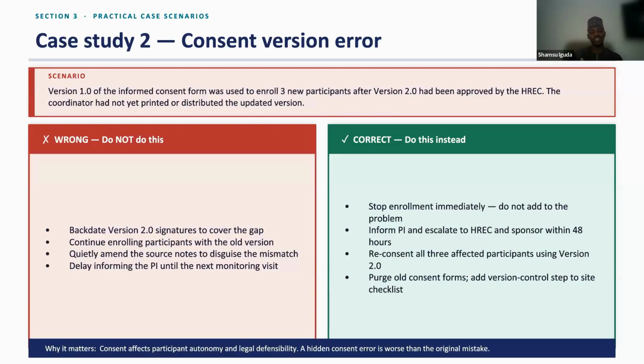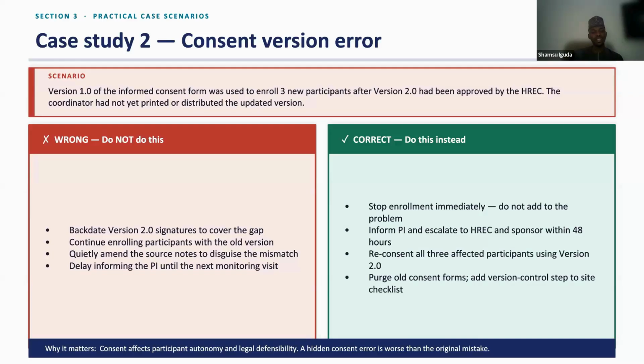So now here is where the deviation can either be managed professionally or it can turn into much more serious problems. Let me start with the wrong column, the one colored in red. The most dangerous response is to try to cover up or backdate the version 2 signatures. It's not an administrative workaround. It is scientific misconduct, really. If this were ever discovered during an inspection, it will not result in a protocol deviation finding. It will result in a data integrity investigation.